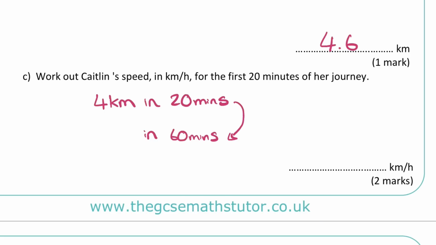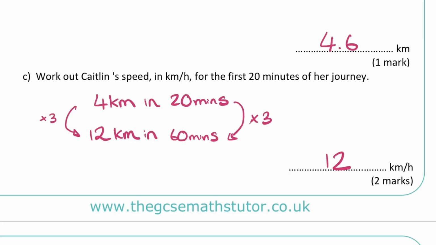Well, to get from 20 to 60, that's just times by 3. So if she continues at the same speed that she was going at that point, we would just times this distance by 3, and we would get 12 kilometers in 60 minutes. If I go 12 kilometers in 1 hour, that is a speed of 12 kilometers per hour.